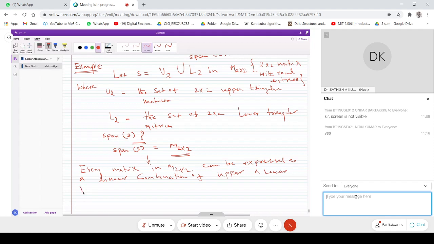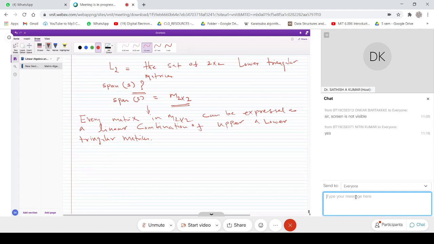Upper and lower triangular matrices. Let us look at this. So we have this general A, B, C, D. This is of the form of the set of all 2 by 2 matrices in M22. Now, if you want to say something is called a spanning set, it should be expressed as a linear combination of the vectors in L2 and U2, that is, a linear combination of the vectors in S.